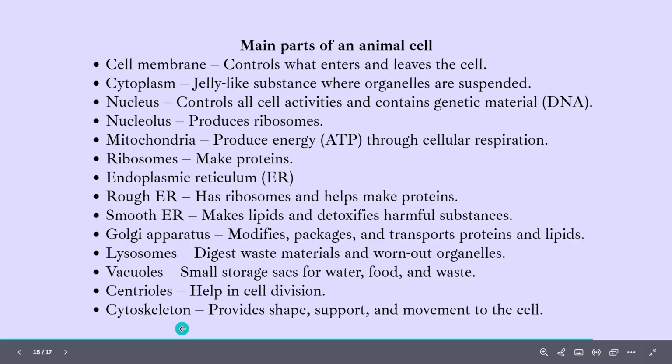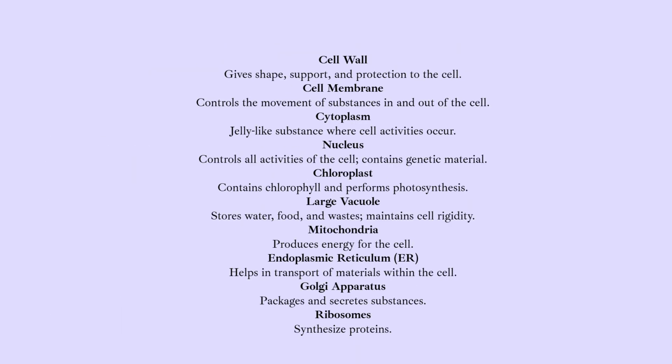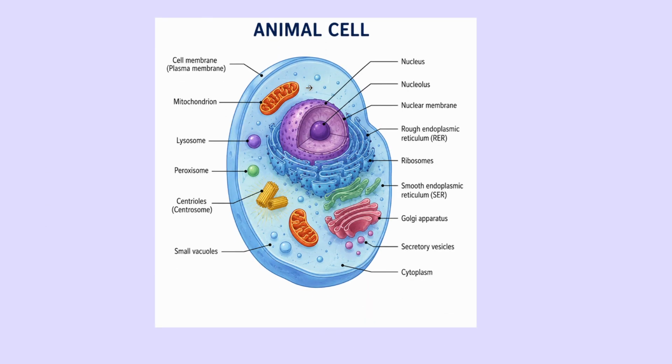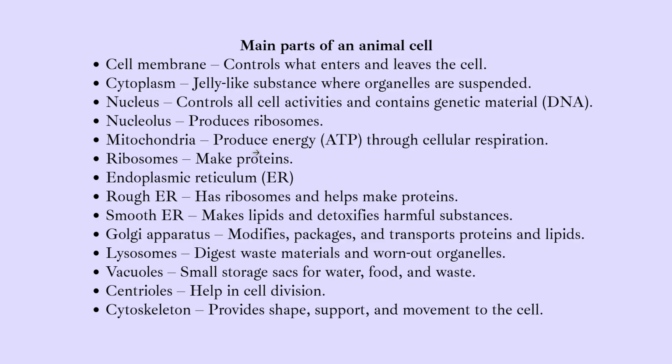Then we have cytoskeletons. The function of the cytoskeleton is to provide shape, support and movement to the cell. So, in the plant cell, it was the function of the cell wall to provide shape and support. But in animals, we don't have the cell wall. So, whose function is it? It is the function of the cytoskeletons. So, with this, we covered our animal cell.